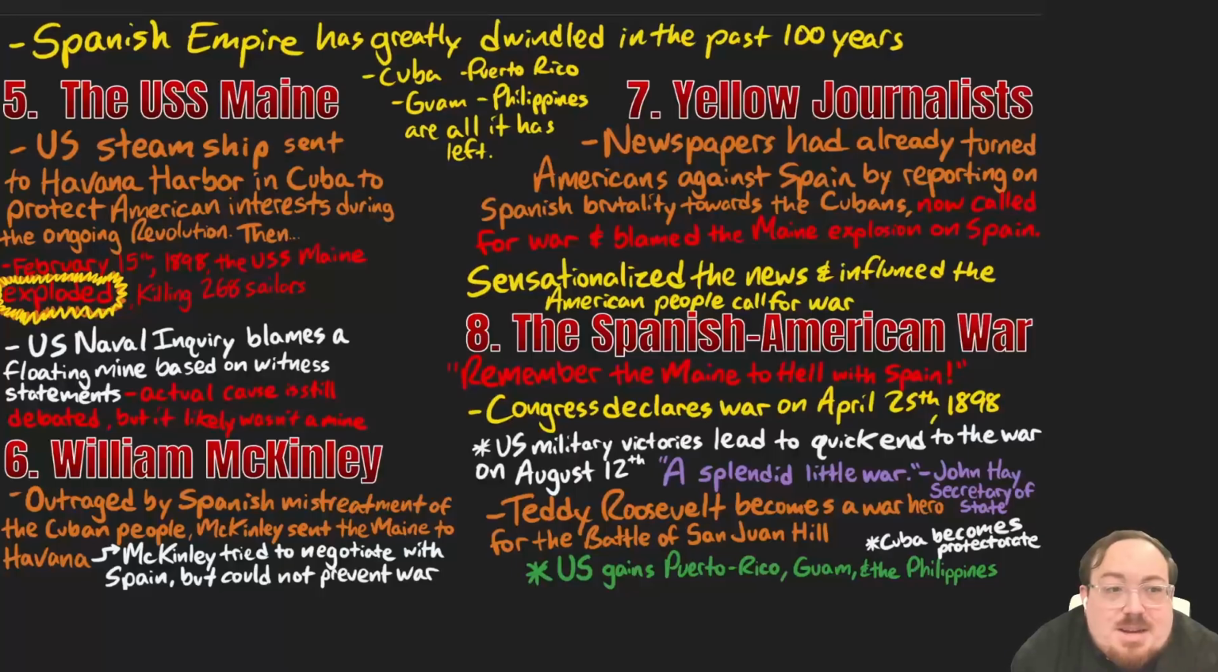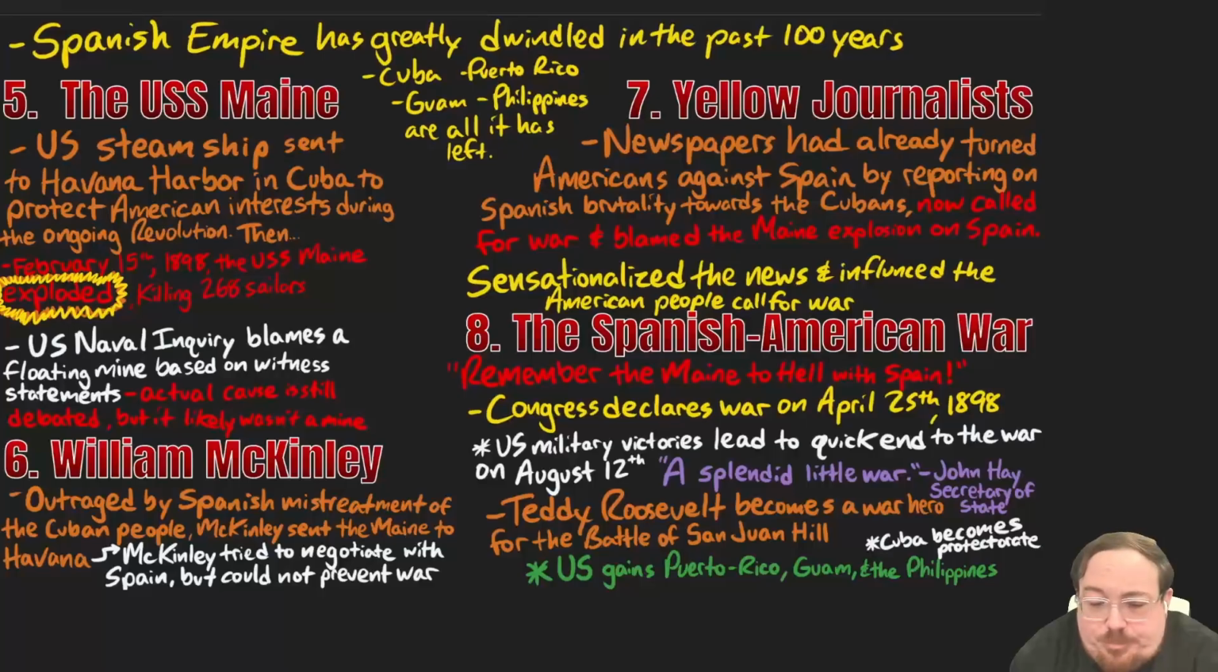President McKinley at the time is outraged by the treatment of the Cuban people. He, like I said, he sent the Maine to Havana, and after the explosion, he will very much try to negotiate with Spain, but could not prevent a war. It didn't help that the Spanish foreign minister was also not very nice to him and said a lot of mean things about his character and his weight. And it got to the newspapers.